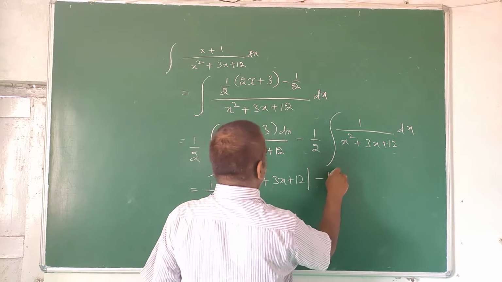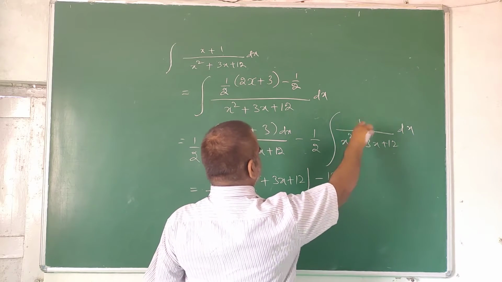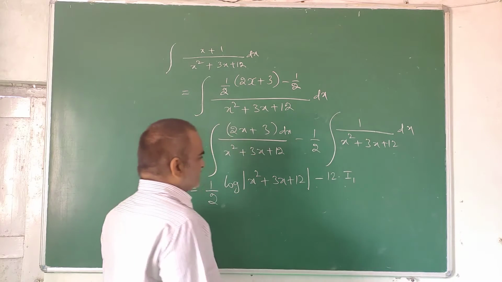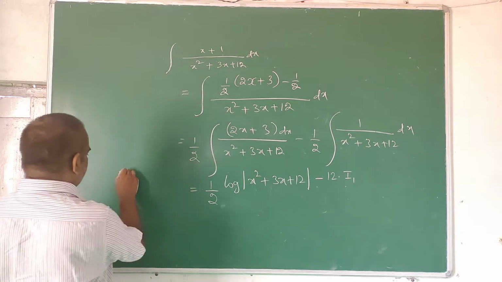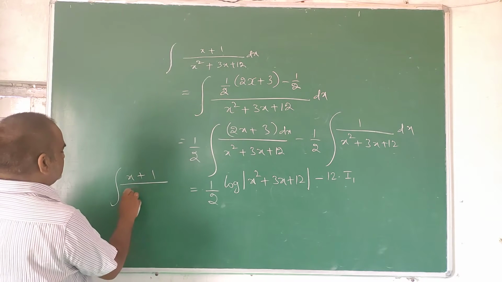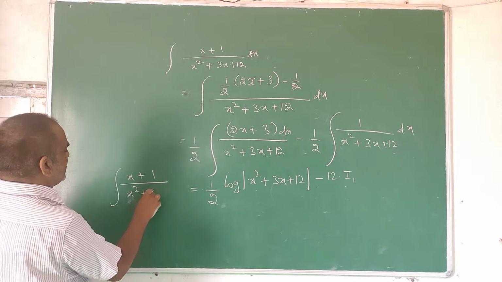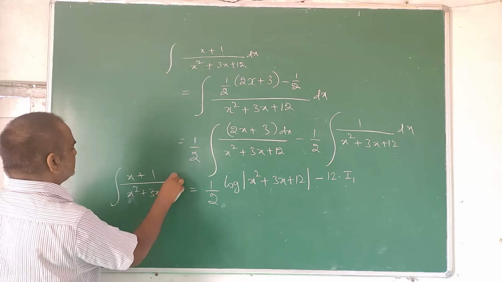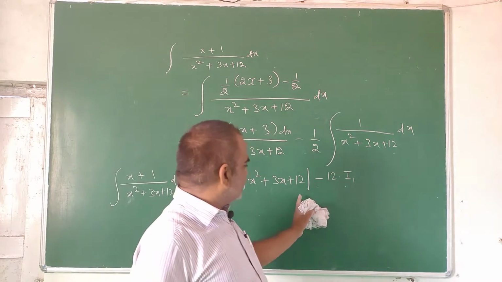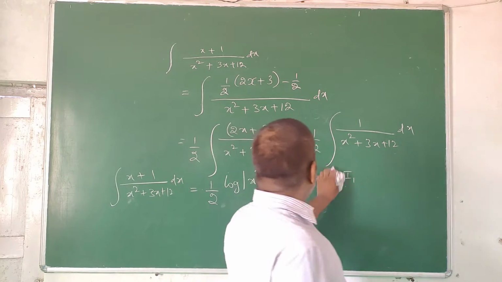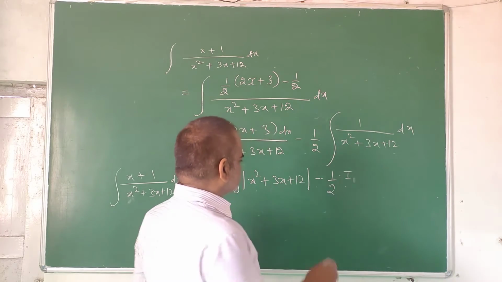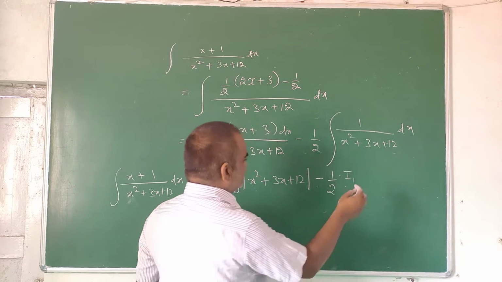Minus 1 by 2 into some, you consider this is some integral I1. So integral x plus 1 by x square plus 3x plus 12 dx is equal to 1 by 2 log mod x square plus 3x plus 12 minus 1 by 2 into I1. So this is equation 1.